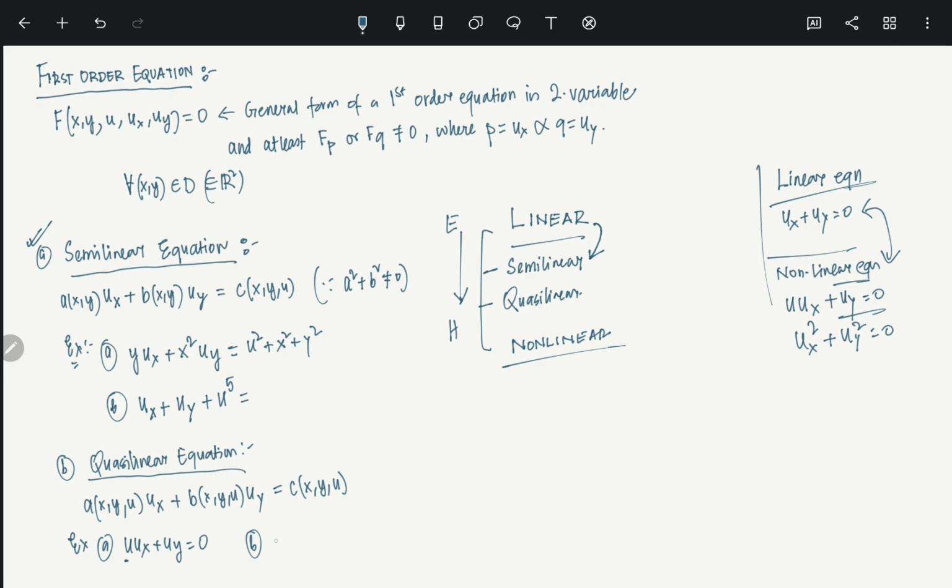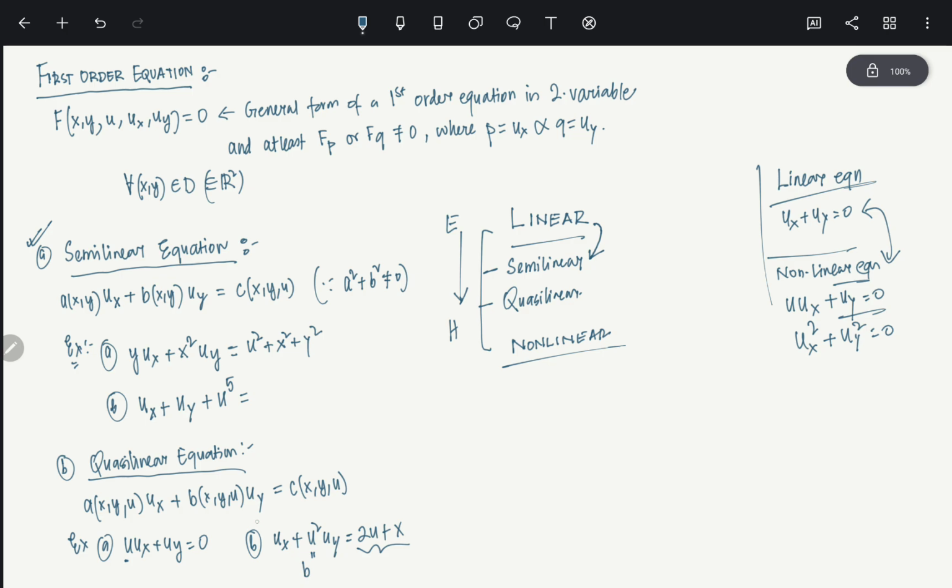So let's take it this way: u x plus u square uy. This is also equal to, let's say, something like 2y. That is not a very important thing. Whatever it is there, that will be your c. This is your c. Okay, so you do realize, you see here, this is your b.